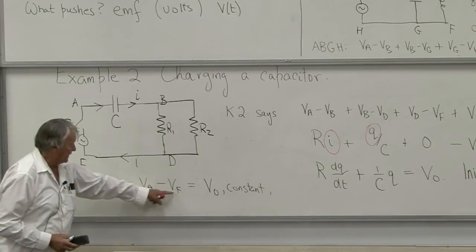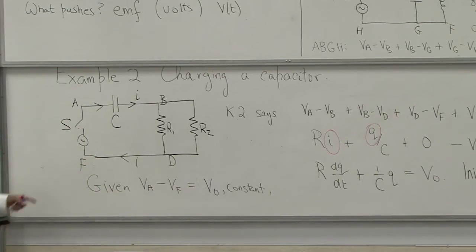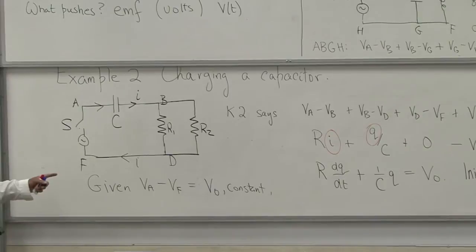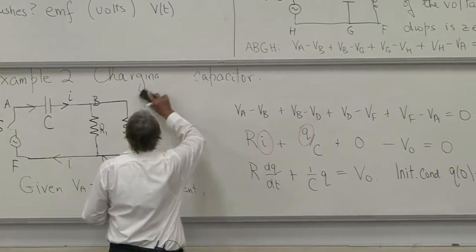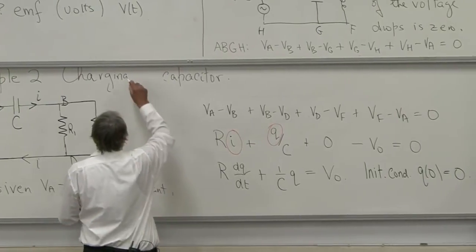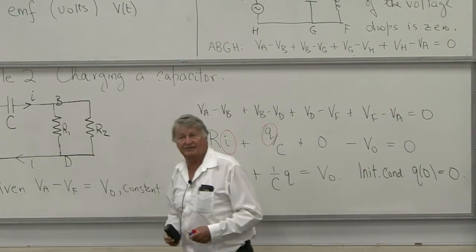Again, I'll give VA minus VF to be V0. At t equals 0, I close the switch, and then we're off. And then we've got to decide what happens. So this is also charging a capacitor, but we're using a slightly more complicated circuit.